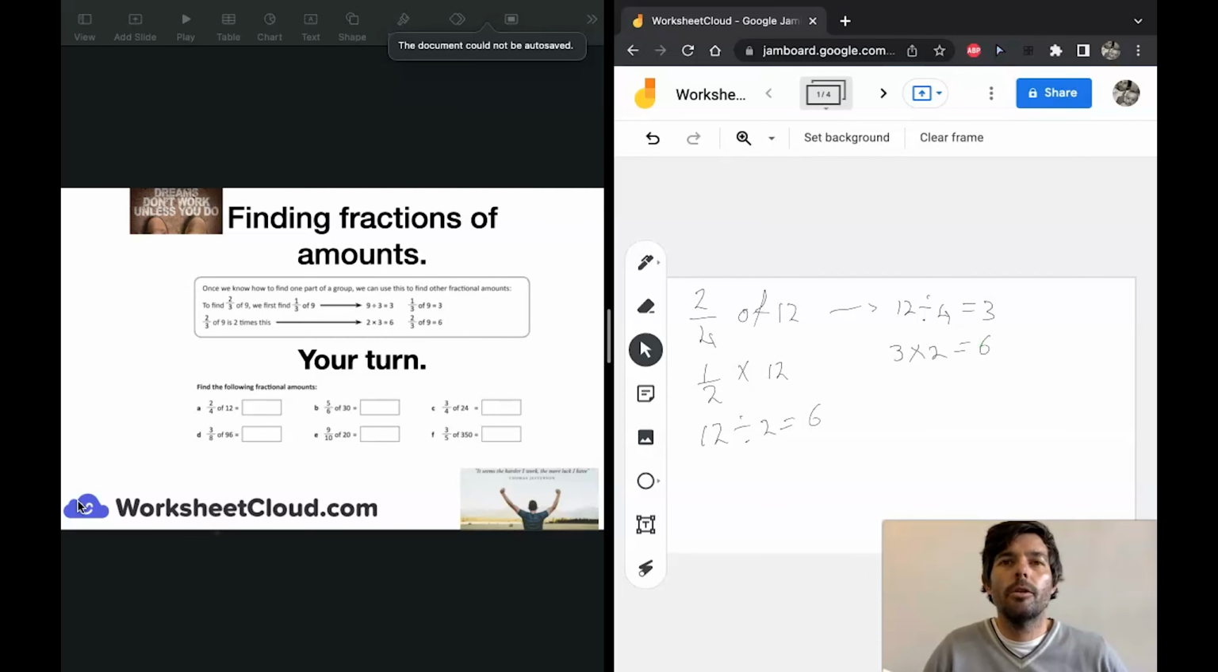I just really encourage you to have a look at the fractions and the numbers that you're working with, because I can often make the question easier for myself instead of just following the process I've always been taught.